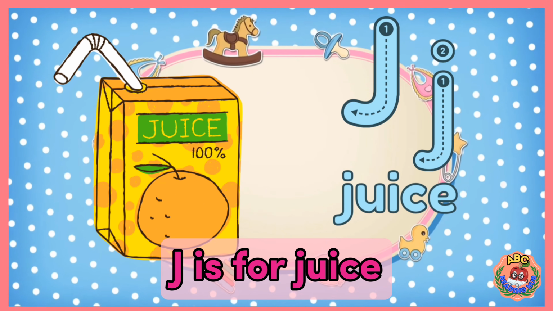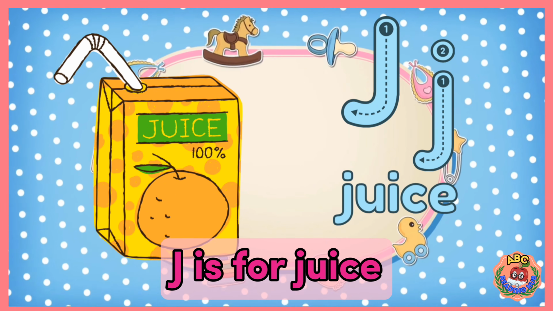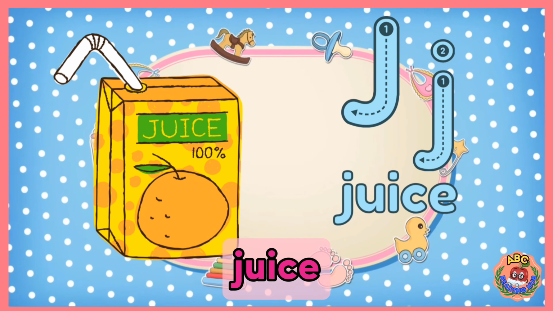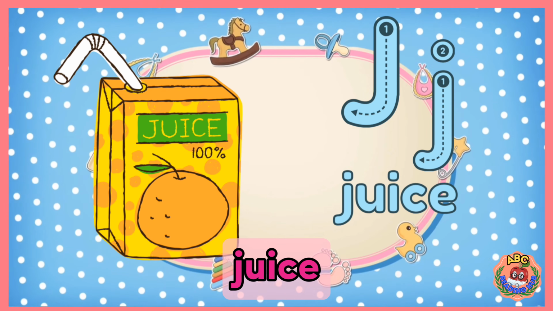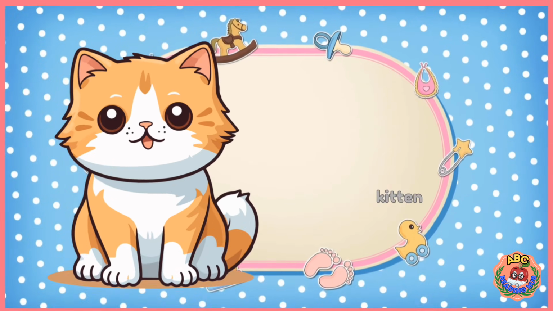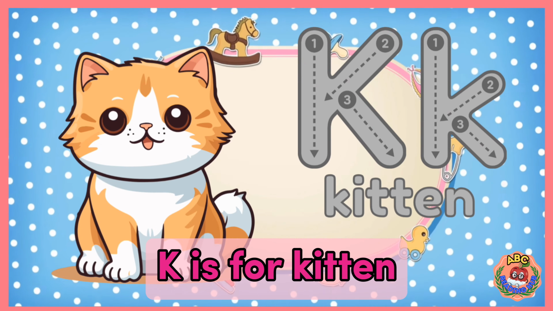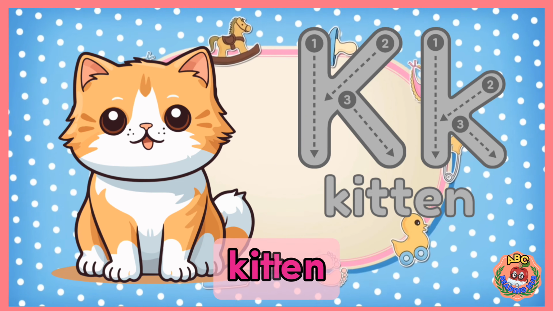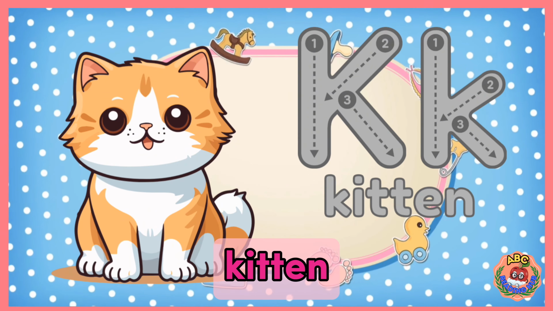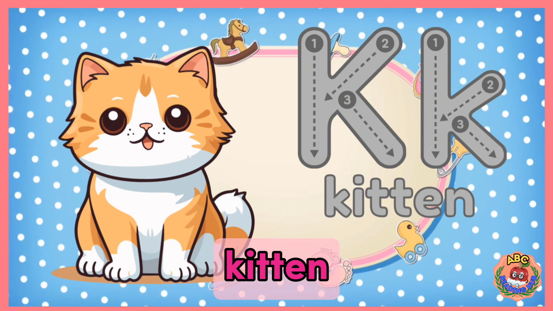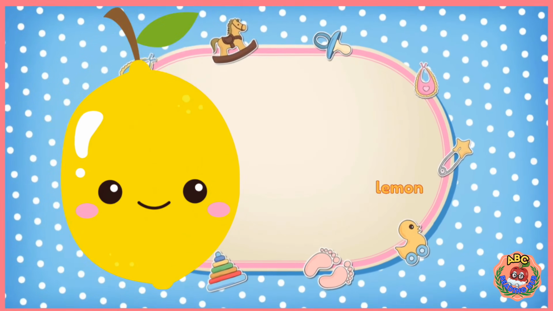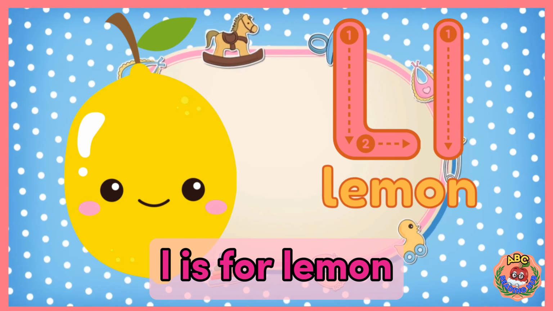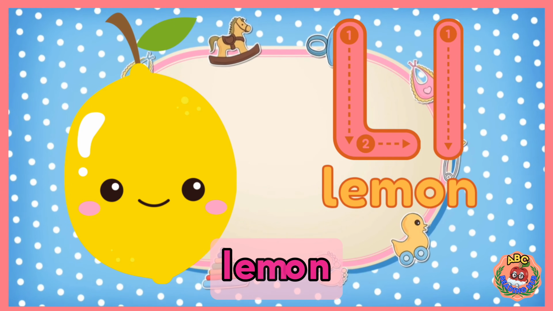J is for juice. Juice. K is for kitten. Kitten. L is for lemon. Lemon.